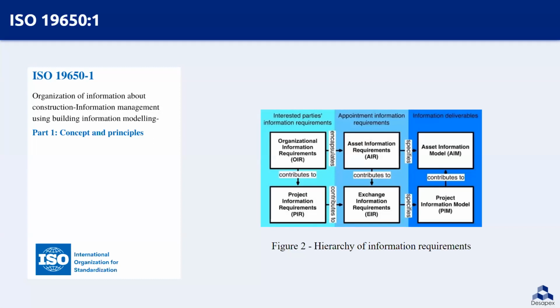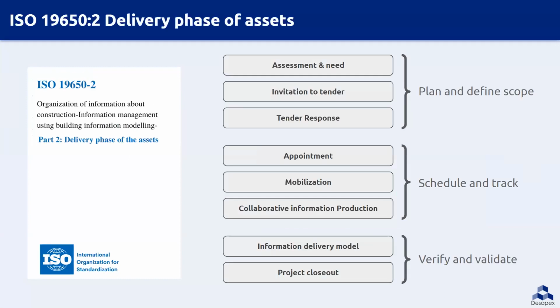So now we move on to our main topic, that is ISO 19650 part 2. Every project has different stages, like planning and defining a scope, schedule and tracking of the project, verification and validation of the project. Initially, the requirement of the project is assessed, documented, and an invitation to tender is prepared. Different parties submit their tender responses. The lead appointed party then analyzes the responses, and an appointment is made after assessing various criteria like the capacity and the capability of the team.